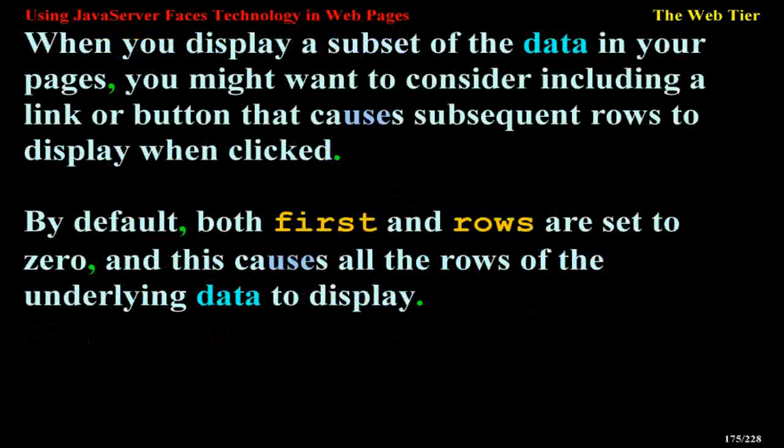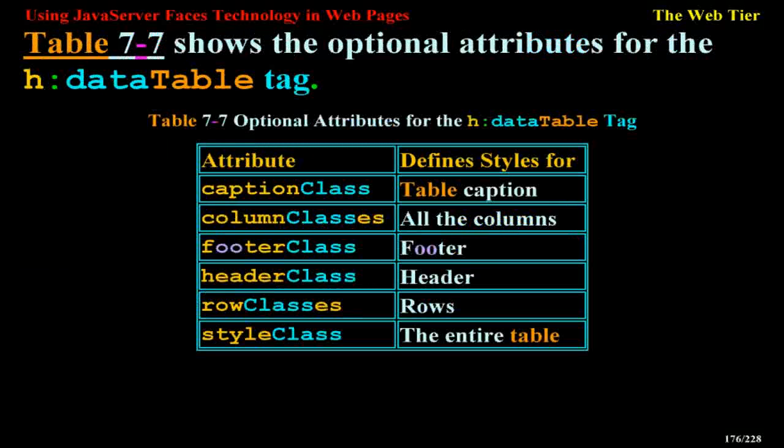When you display a subset of the data in your pages, you might want to consider including a link or button that causes subsequent rows to display when clicked. By default, both first and rows are set to 0, and this causes all the rows of the underlying data to display. Table 7-7 shows the optional attributes for the h:dataTable tag. Table 7-7 optional attributes for the h:dataTable tag: attribute, define styles for: captionClass, table caption; columnClasses, all the columns; footerClass, footer; headerClass, header; rowClasses, rows; styleClass, the entire table.